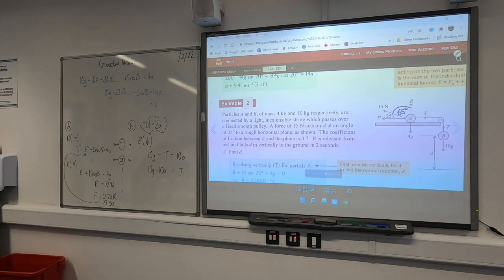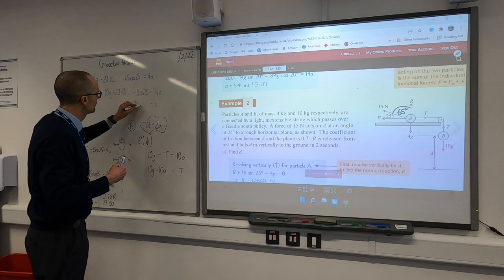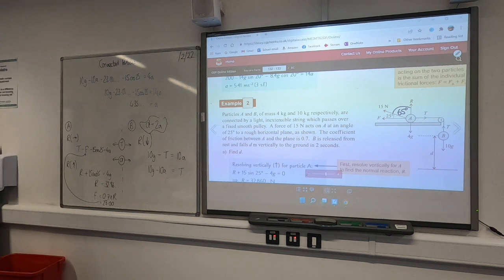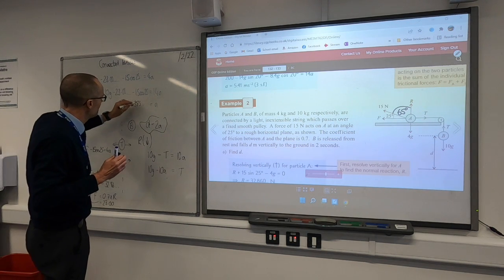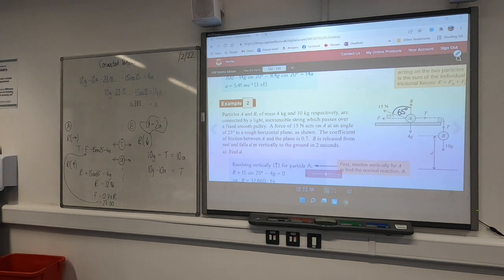And I've deliberately not reached for my calculator until now. I've stored the value of F on my calculator, but I think that's the only one I need to store. So I've got 10 times 9.8, I can do that in my head, 98. Take away the value I've stored, take away 15 cos 25, divide that by 14, gives me a value for a. Sorry, yes, 3a. But I don't want a, I want d.